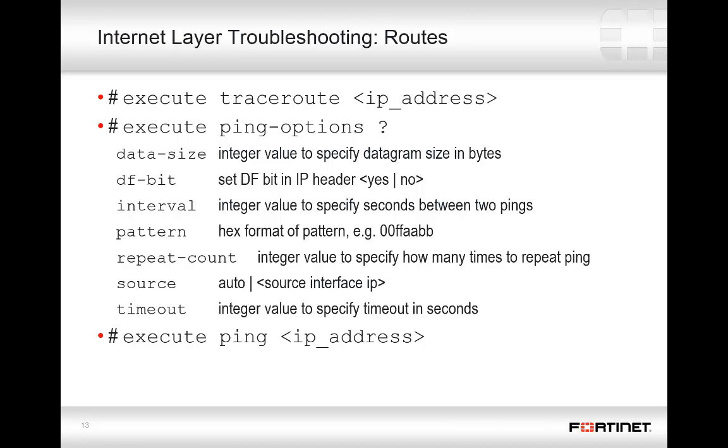These are the basic troubleshooting commands for testing network connectivity: ping and traceroute. You can change options for the ping command with the command execute ping-option. We can, for example, specify the source IP address of the ping packets, the number of packets to send, packet size, and so forth.